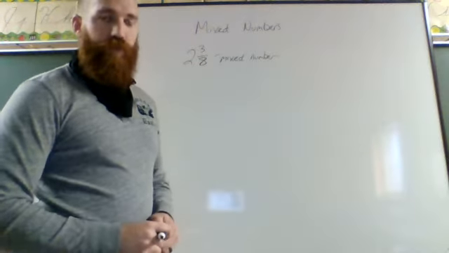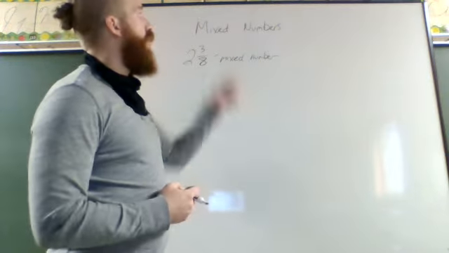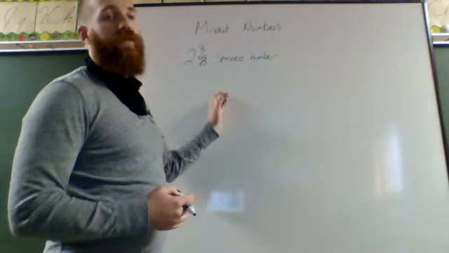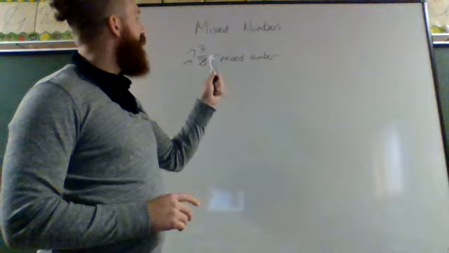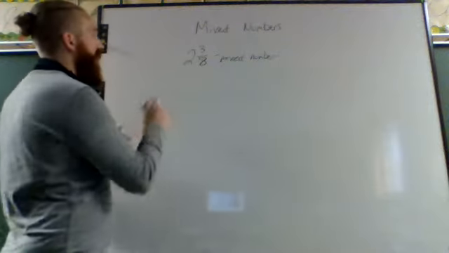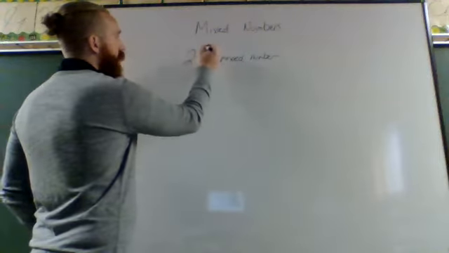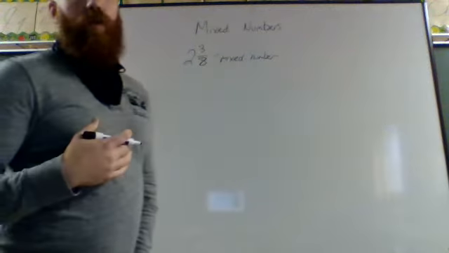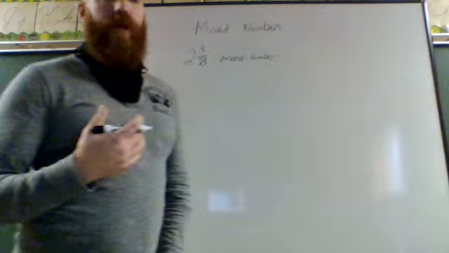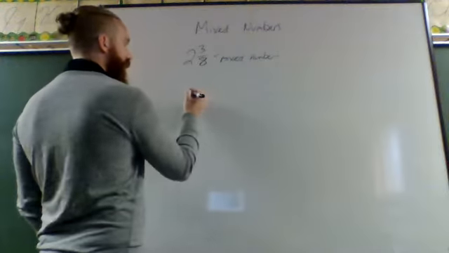Okay, guys, here's part 2 of the video, and we're going to talk about mixed numbers now and how to change mixed numbers into improper fractions. A mixed number is simply a number that has a whole number and a fraction. Okay, so in order to change these into improper fractions, this is how we would have to do this.